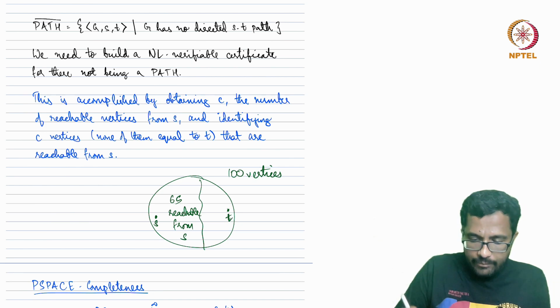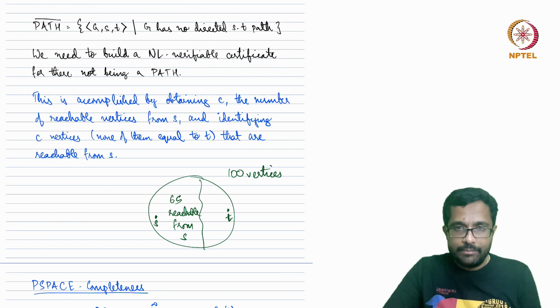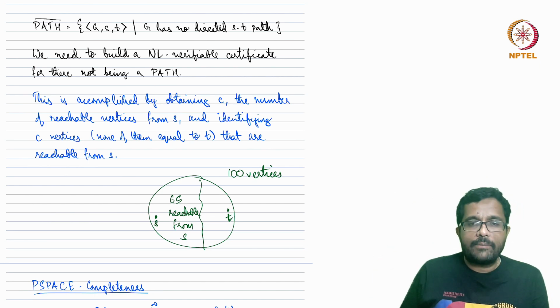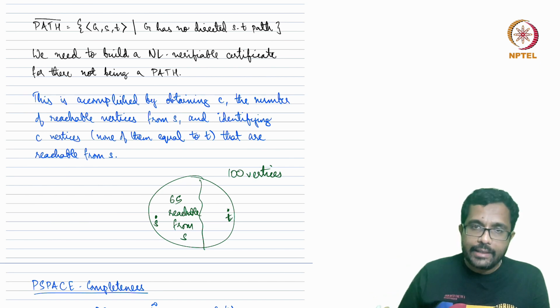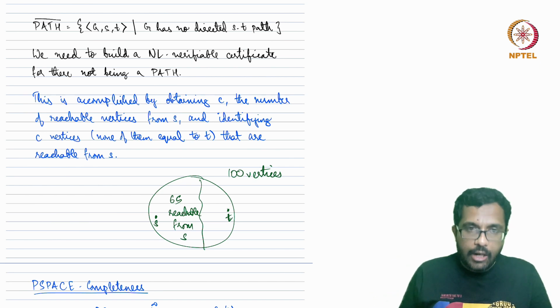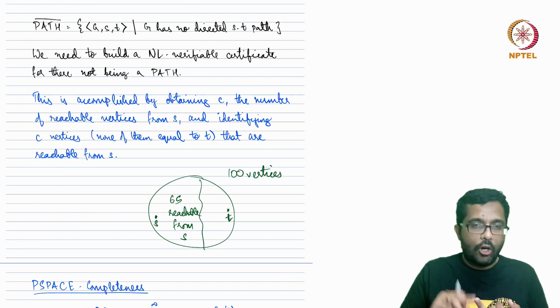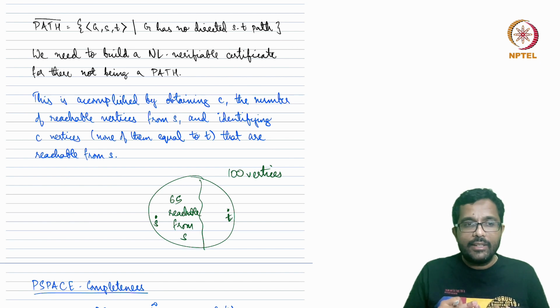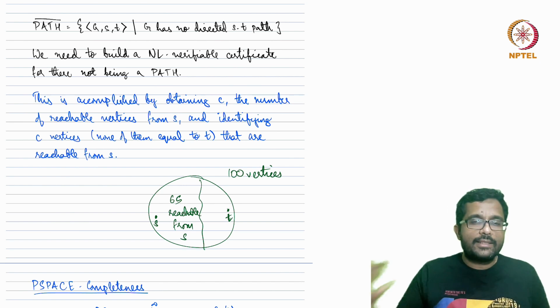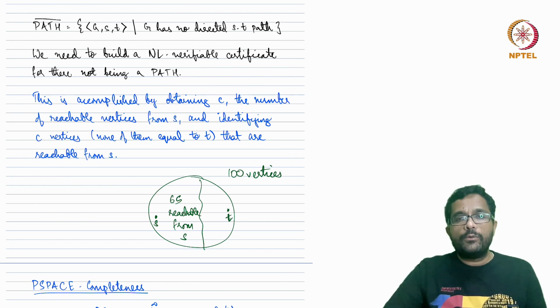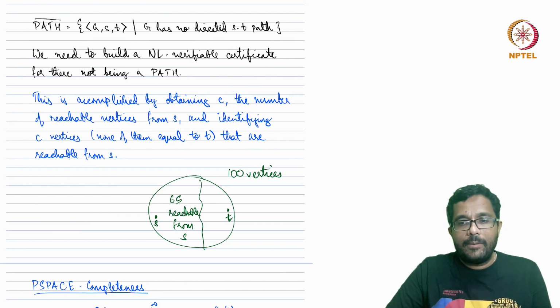So we know that there are 65 vertices reachable. We guess 65 vertices, verify each one of them, verify that all of them are reachable from S, and also verify that none of them are T. So now we know that 65 vertices are reachable. We verified 65 vertices that are not T, they are all reachable from S. So it has to be the case that T is not reachable, right? So this is how we end up providing a proof that T is not reachable.